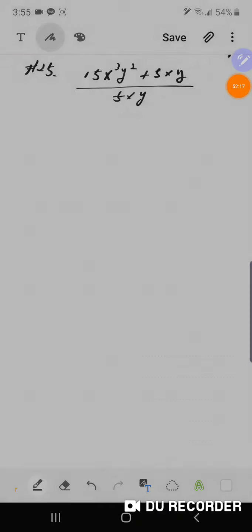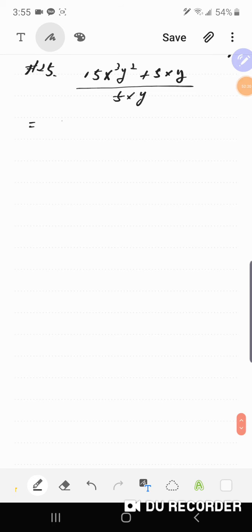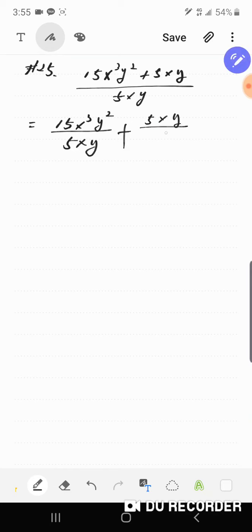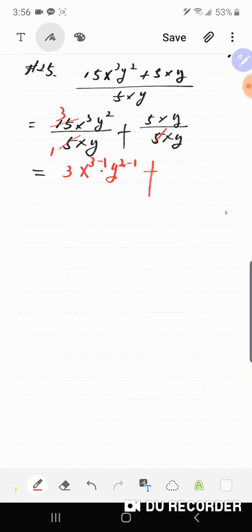Okay, for number 25, we can separate the numerator. There are 2 terms in the numerator, so divide it using the same denominator. Plus the second term 5xy becomes over 5xy. Then simplify each term. So 15 divided by 5 is 3. 5 divided by 5 is 1. So we have 3. And then there are 3 x's and 1 x in the bottom, so we can subtract 1 from 3. Same with y. Okay, there are 2 y's in the numerator and in the denominator there is only 1, so you can subtract. Plus, this all cancels out.